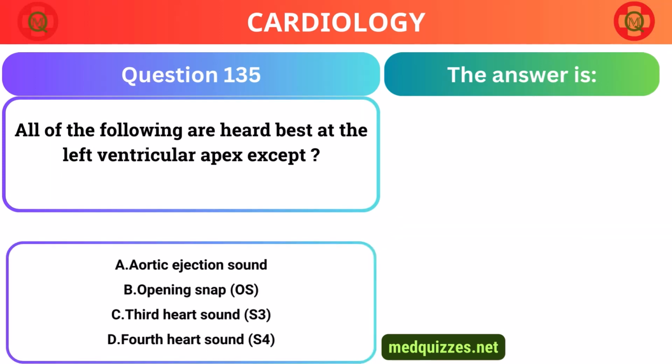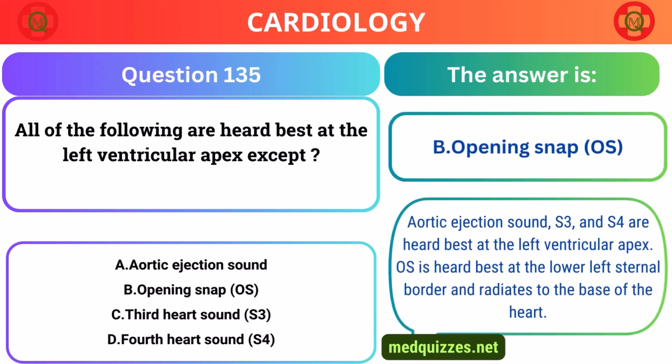The question 135. All of the following are heard best at the left ventricular apex except. The correct answer is B. Opening snap, OS.